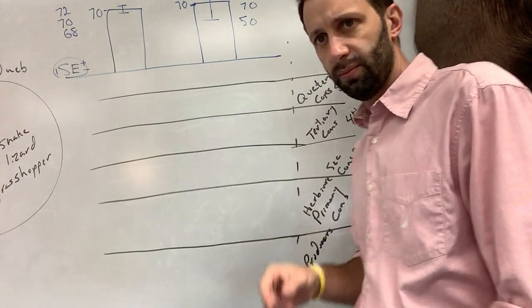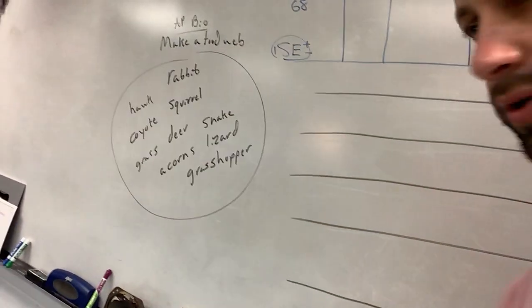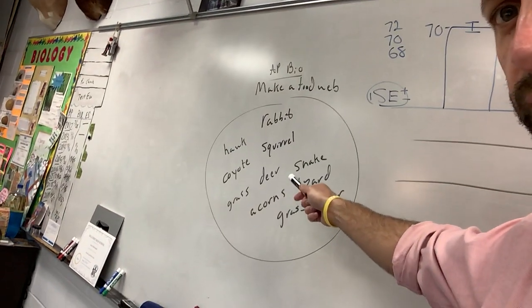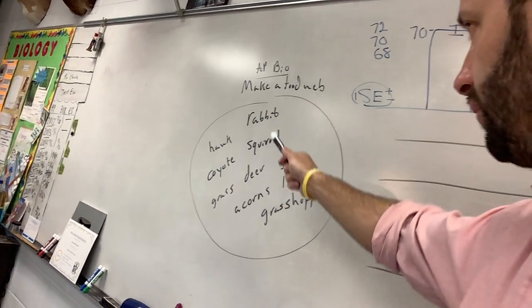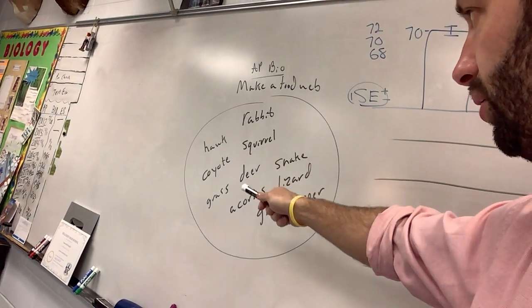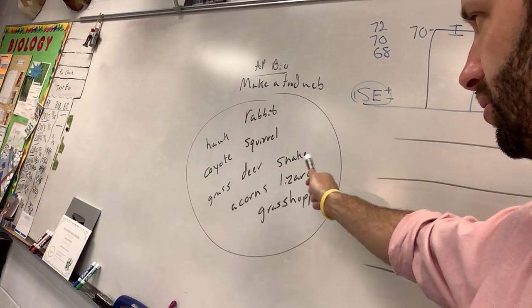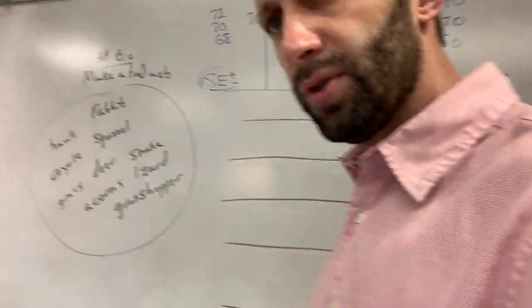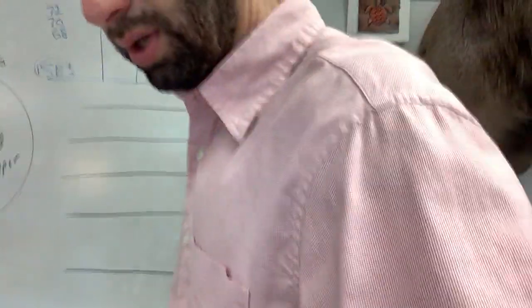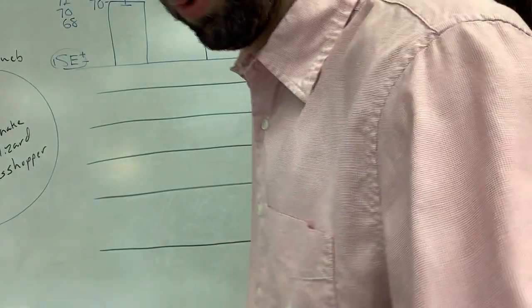So, we've got some organisms over here. If you want to take these organisms and pause the video for a second, everybody in here has already made a food web from these organisms. We've got a hawk, a rabbit, a squirrel, a coyote, a grass, deer, snake, acorns, lizard, and grasshopper. So we're taking these organisms and using them to make a food web.